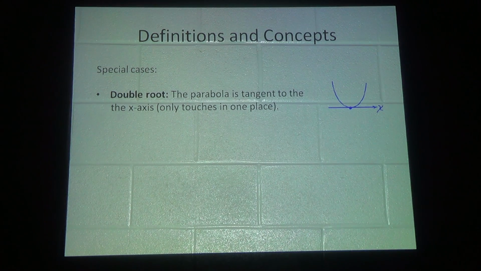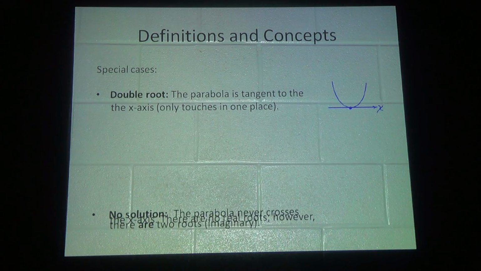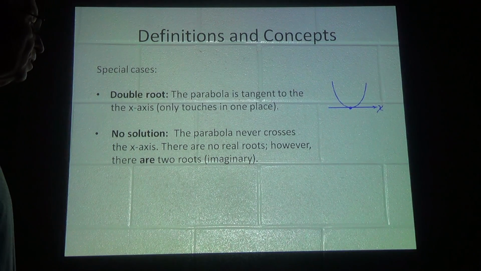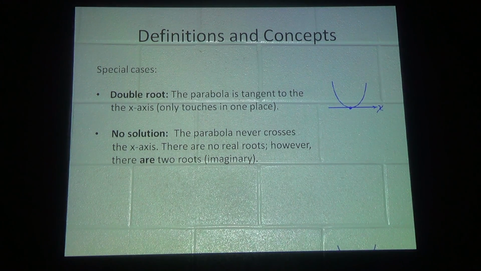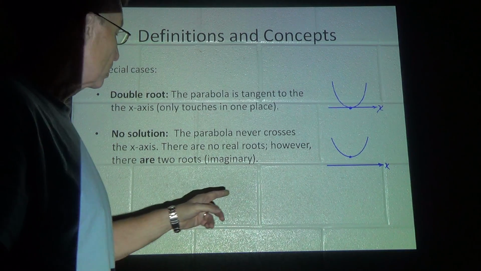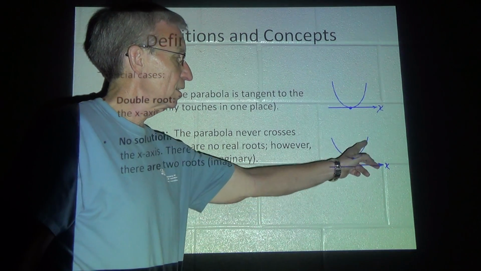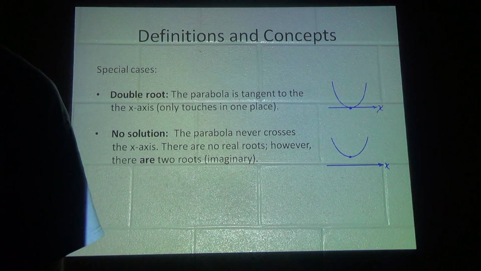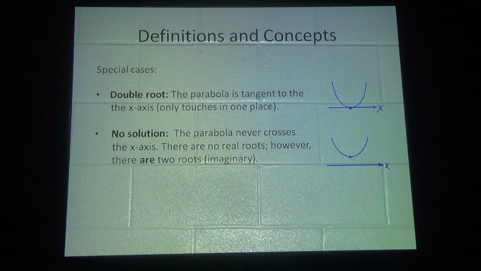Okay, the other one is the no solution situation. No solution means the parabola never crosses the x-axis. Okay, so since it never crosses the x-axis, there are no real roots. But there are two roots that are imaginary. Okay, and this is what it would look like if you graph that. Notice it does not touch the x-axis. Okay, imaginary roots are things that you will discuss further in Algebra 2, because those are related to imaginary numbers, which is a topic that Algebra 2 covers.